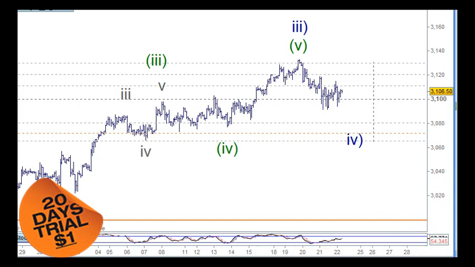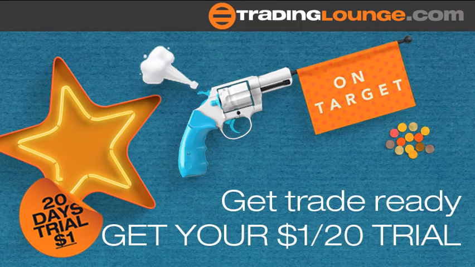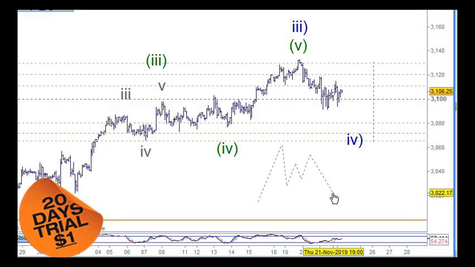The other point too is that when we're looking at correction, so the market's moved up, this move back down here, we look at that as wave A. So wave A is normally quite sharp, and then we look at wave B, and then in a correction wave C is on a little bit more of an angle.